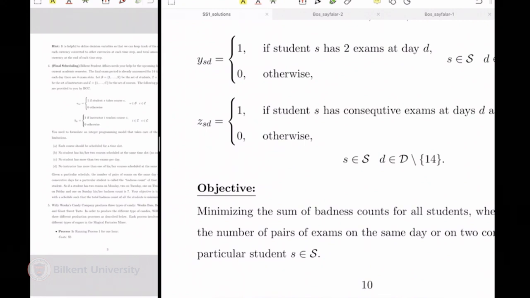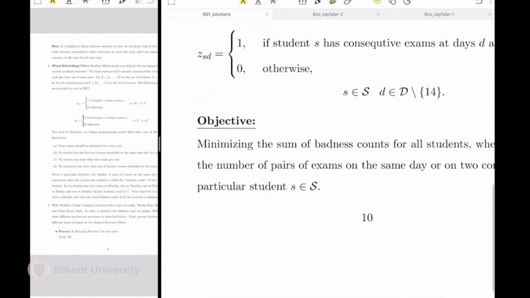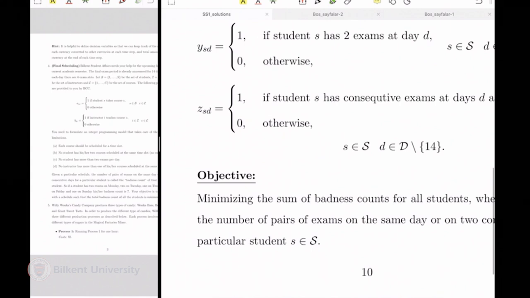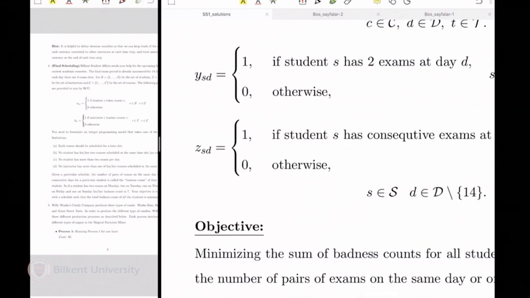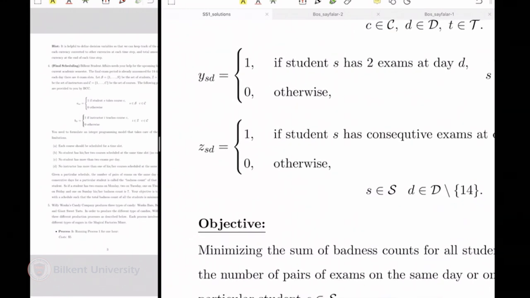Y_SD is equal to 1 if a student S has two exams at day D. Z_SD is equal to 1 if a student S has two consecutive exams at day D and D plus 1. So variable Y is for consecutive day exams, variable Z is for the exams at the same day. I'm sorry, it was vice versa. Y is for two exams at the same day. Z is two consecutive exams at day D and day D plus 1.